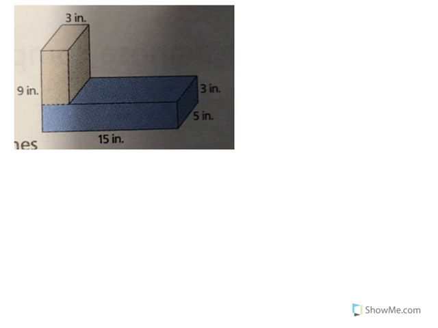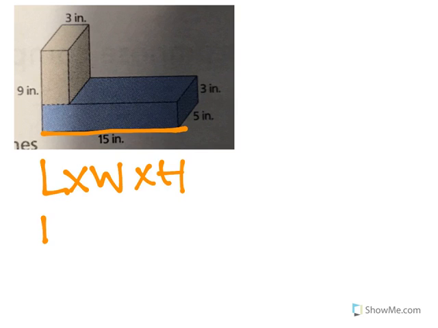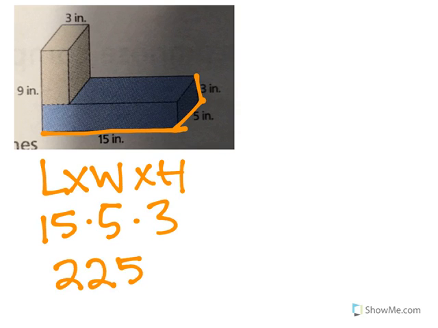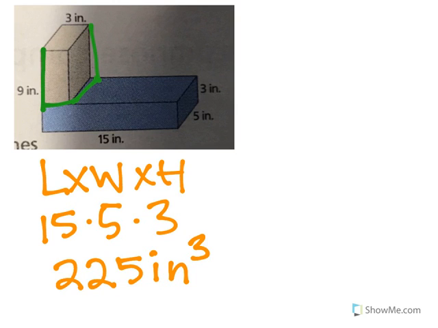So I'm going to look at this same figure, only divided differently. So I'm going to start with my formula again, length times width times height, and I'm going to take this blue first. 15 times 5 times 3. So 15 times 5 times 3 is going to give me 225 inches cubed. And now I'm going to look at the second figure, which is this figure here.